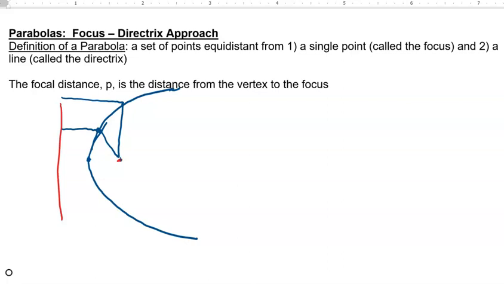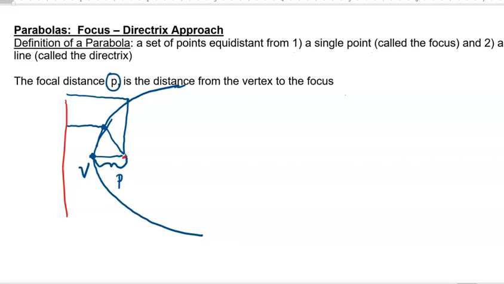And so we talk about this focal distance P, which is the distance from the vertex. So the vertex occurs here at that nearest point, and then going to the focus. So here is the distance from vertex to focus. And this value P is very important regarding some physical properties. So there are lots of cool applications.